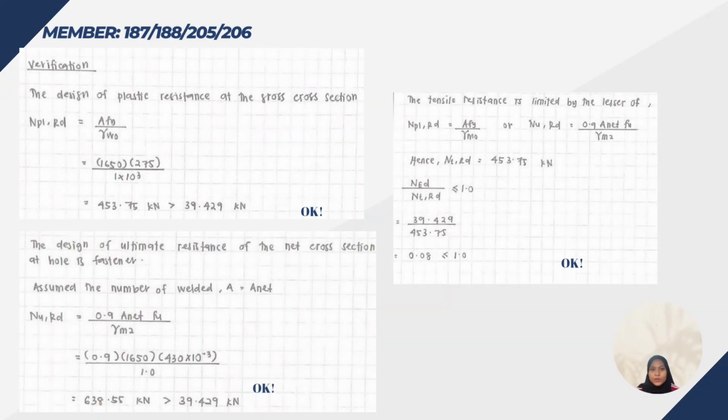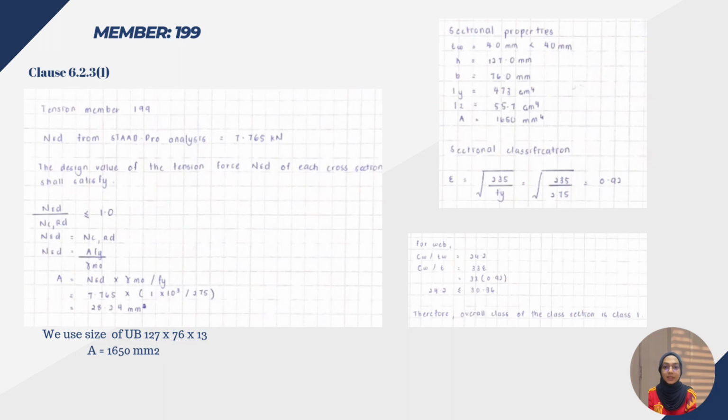Verification. The NPLRD value is bigger than the NED value, which is 453.73 kilonewton, and it's okay. The NURD value must also be bigger than the NED value. The value of NURD is 638.55 kilonewton, which is bigger than 39.429 kilonewton. After calculation, the value of NED over NTRD is less than 1, which is 0.08. It is okay.